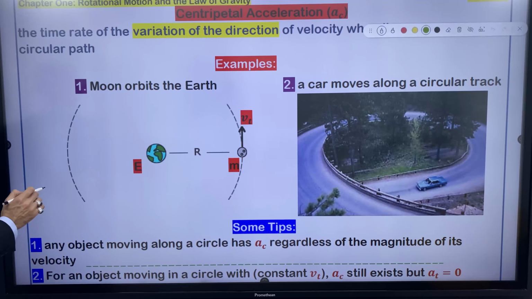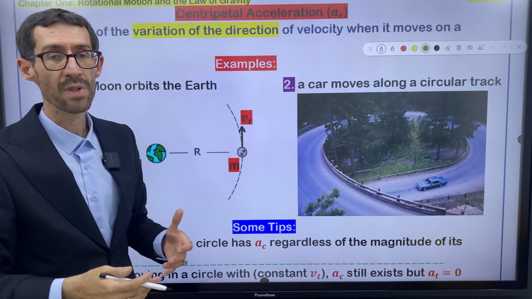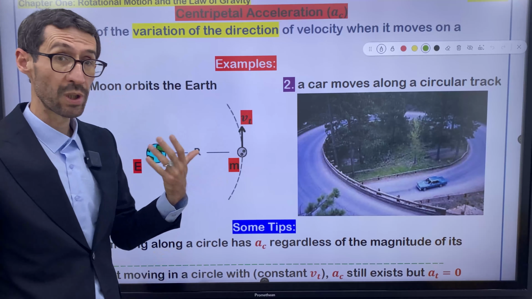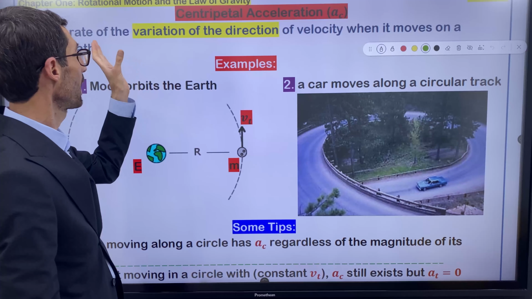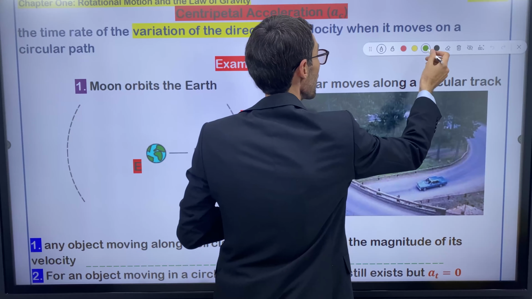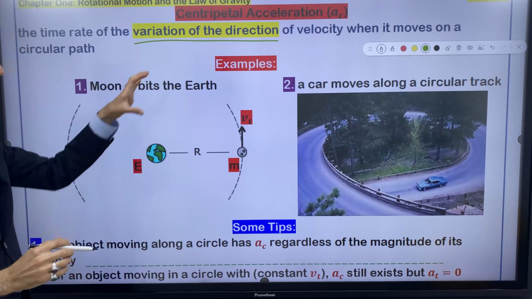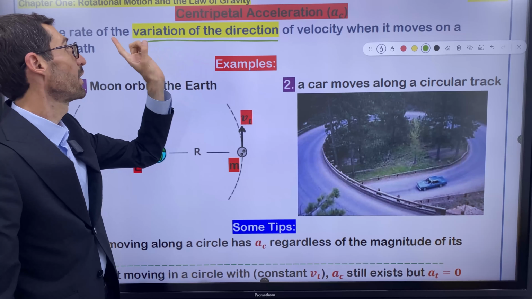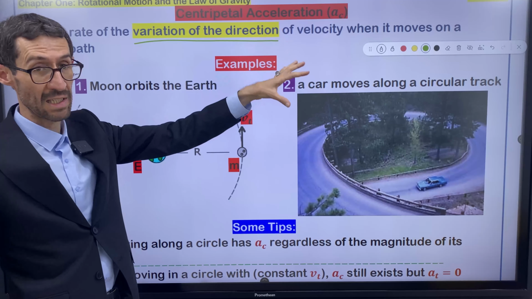So it says it's a time rate, which means this acceleration, and any type of acceleration, takes place in a particular time interval. That's why we say time rate. Time rate means divided by delta t. Variation of what? Variation of direction, not variation of the magnitude of velocity. It says the variation of the direction of velocity causes this type of acceleration.